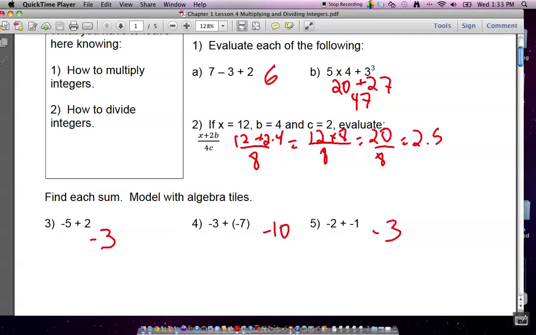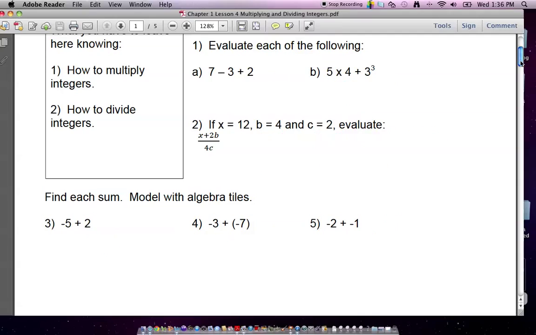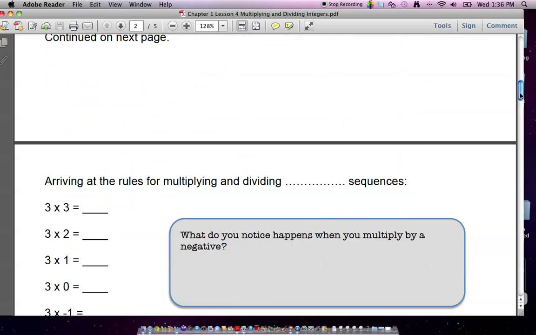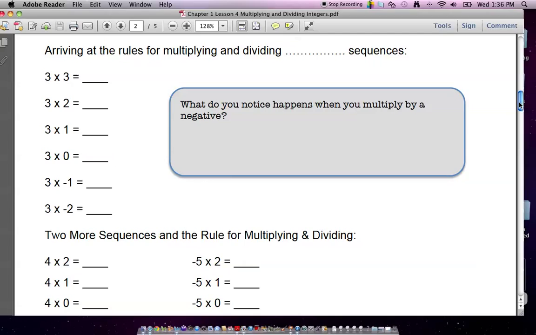Let me keep going here. And this is what we look for. Each day we change it just a little bit, and we proceed. There's your selected homework answers. And now we talk about rules for multiplication and division.